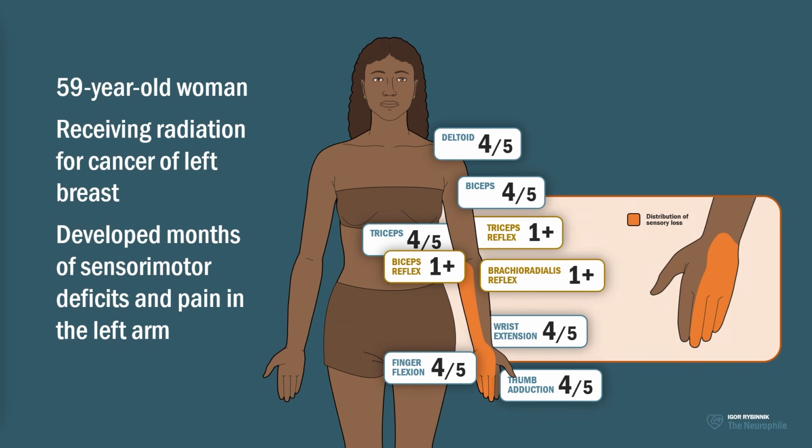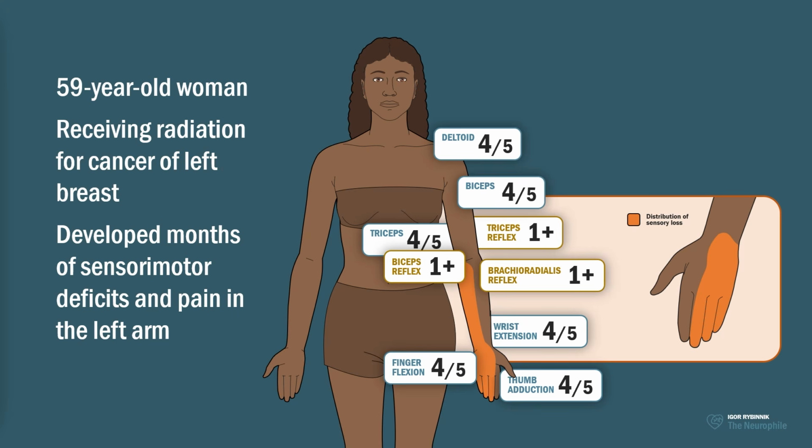Let's get back to our case. This is a 59-year-old, previously healthy woman who is receiving radiation for cancer of the left breast. She developed months of sensorimotor deficits and pain in the left arm. She has difficulty lifting her left arm overhead and making a fist with her left hand.